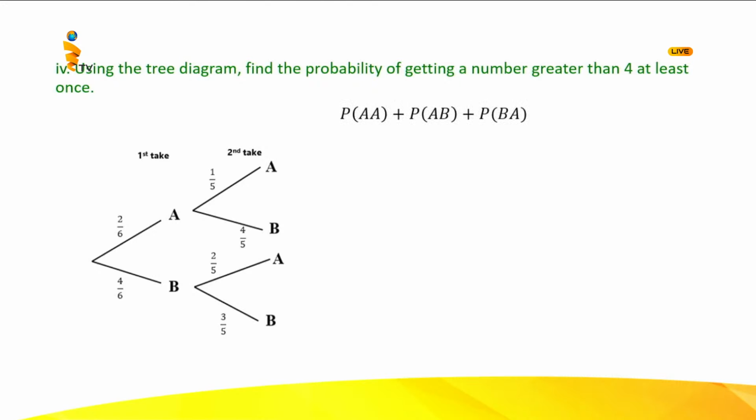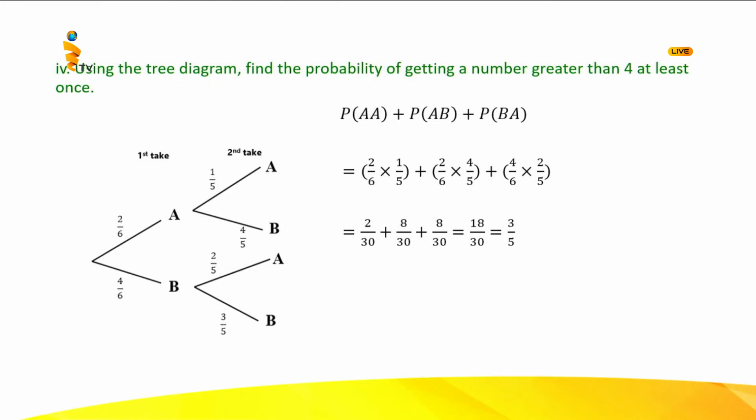To find P(AA), you have to go along these stems, and when you go along these stems, you multiply the probabilities. So to find P(AA), I have multiplied 2 over 6 by 1 over 5. To find P(AB), I have multiplied 2 over 6 by 4 over 5. And to find P(BA), I have multiplied 4 over 6 by 2 over 5. So when you simplify this expression, you will get the final answer as 18 over 30. The simplest form will be 3 over 5.